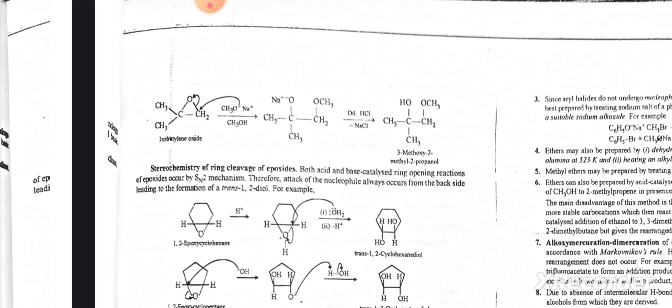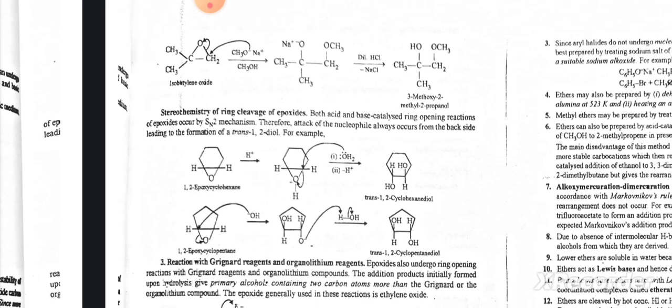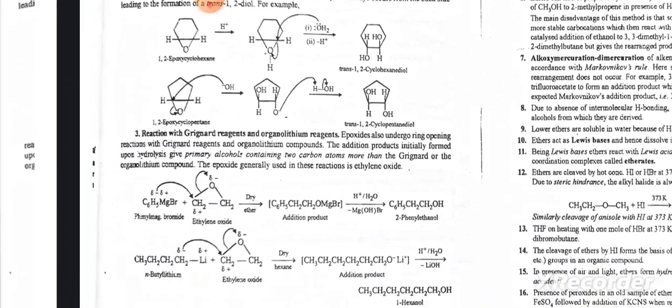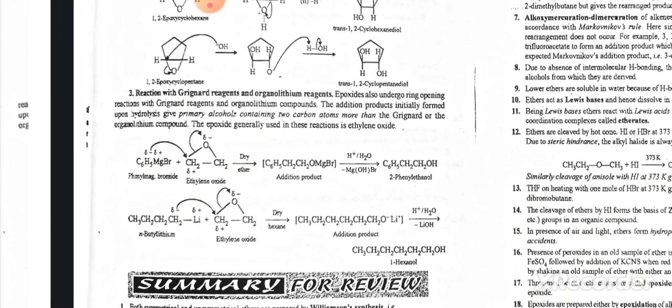Stereochemistry of ring cleavage of epoxides: both acid and base catalyzed ring opening reactions of epoxides occur by the SN2 mechanism. Therefore, attack of the nucleophile always occurs from the backside, leading to the formation of trans-1,2-diol. Reaction with Grignard reagents and organolithium reagents. Epoxides also undergo ring opening reactions with Grignard reagents and organolithium compounds. The addition products, initially formed, upon hydrolysis give primary alcohols containing two carbon atoms more than the Grignard or the organolithium compounds. The epoxide generally used in these reactions is ethylene oxide.